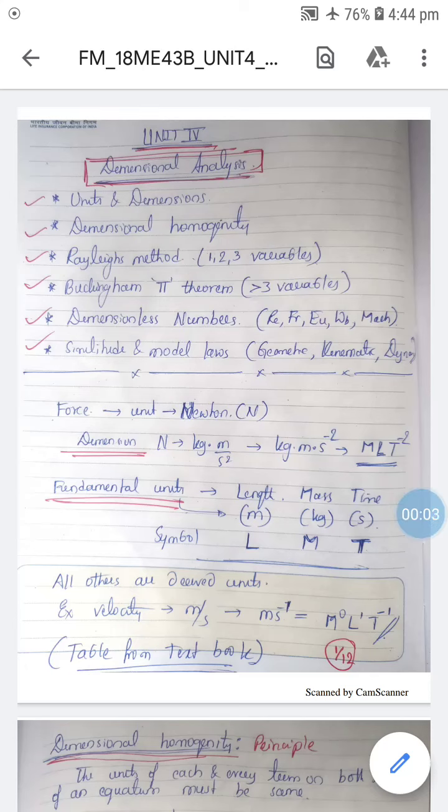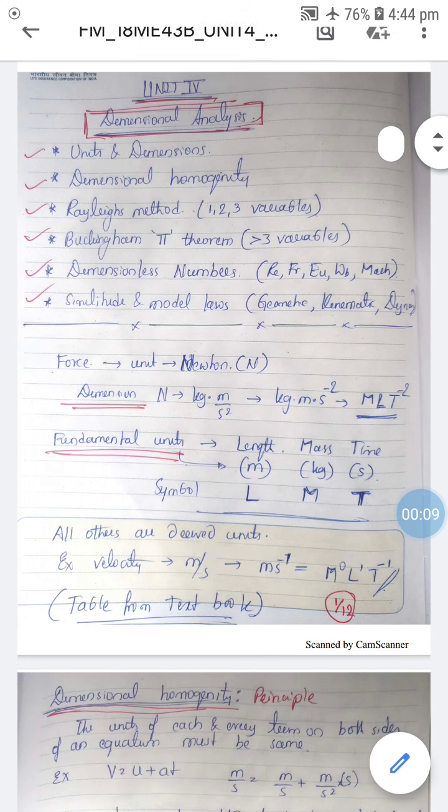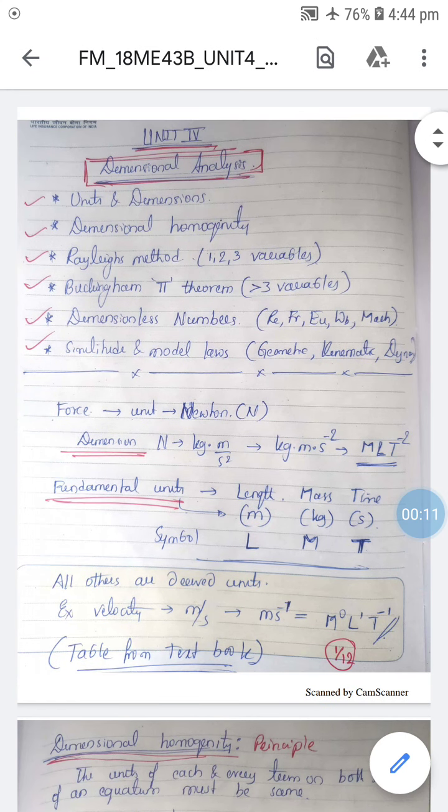Yes, in the previous file, we have discussed the theoretical part of the dimensional analysis topic, where we understood units and dimensions, and what the principle of dimensional homogeneity is. Then dimensional analysis can be done by two different methods. One is Rayleigh's method and another is Buckingham's pi theorem, based on the number of variables. So, we also understood them.